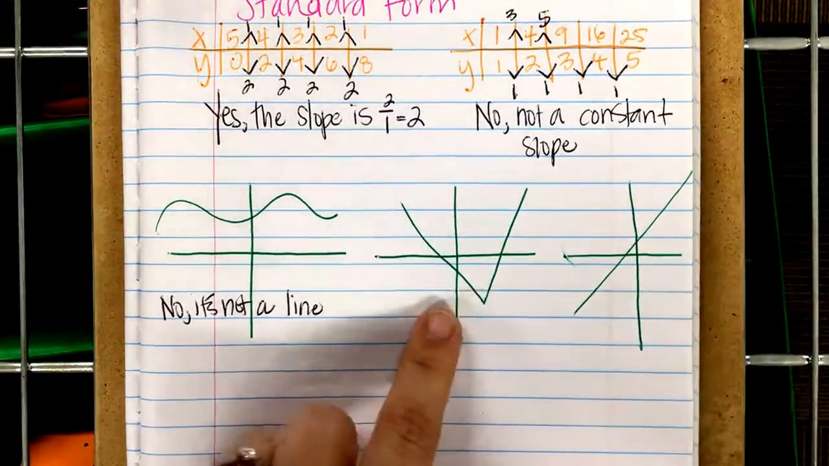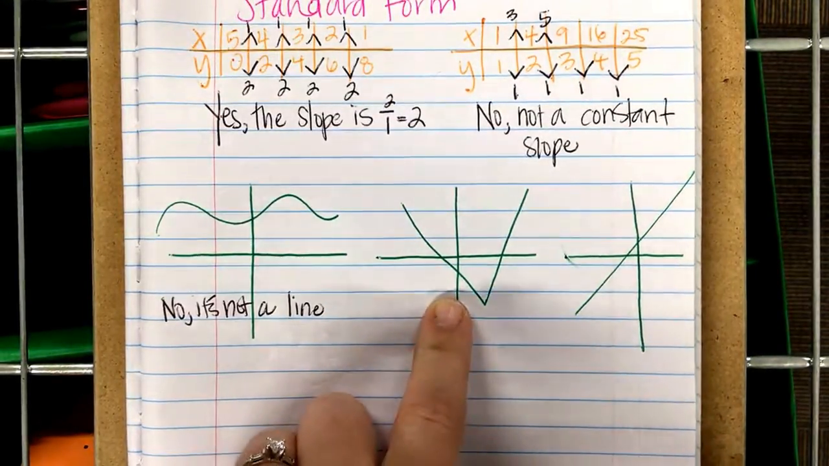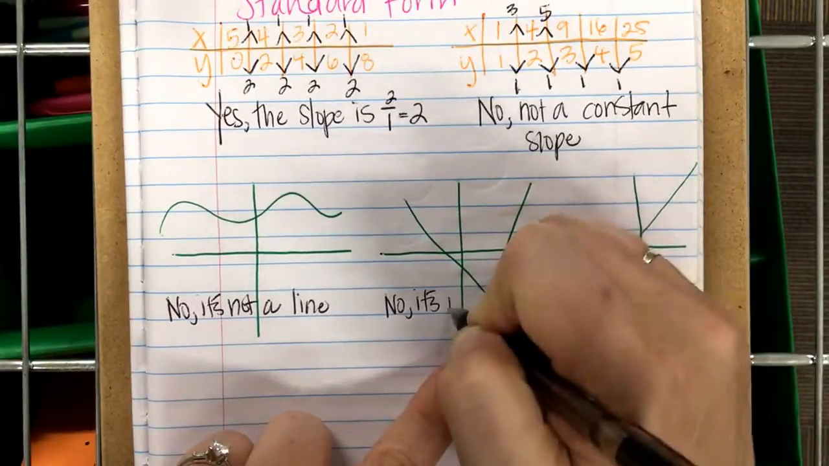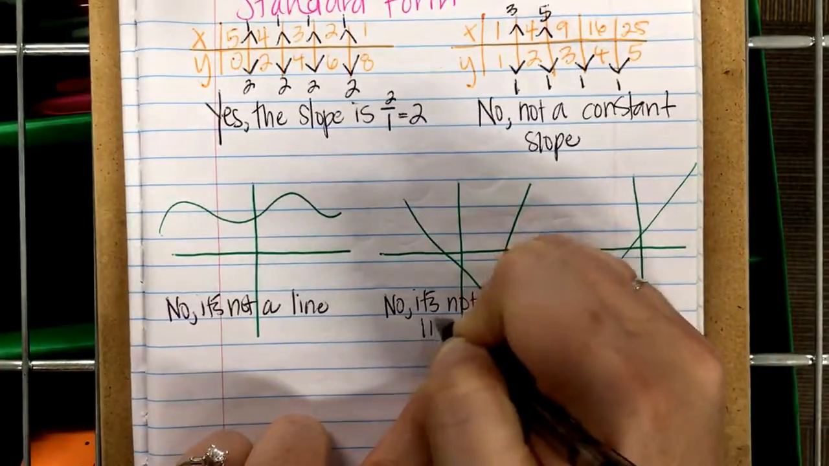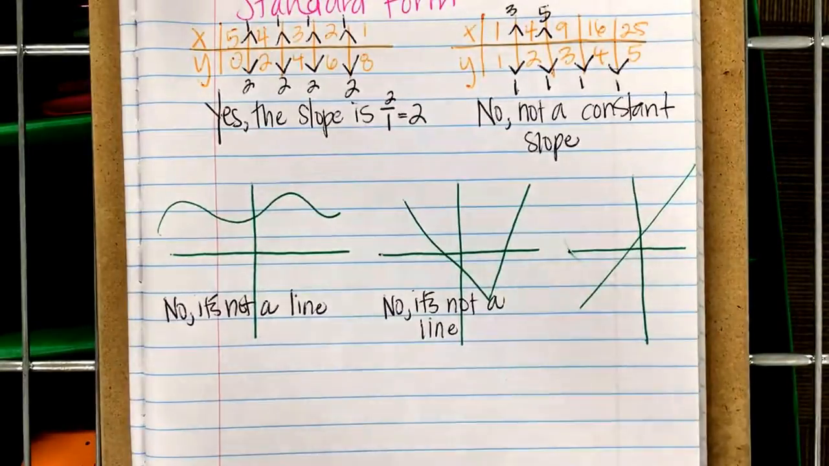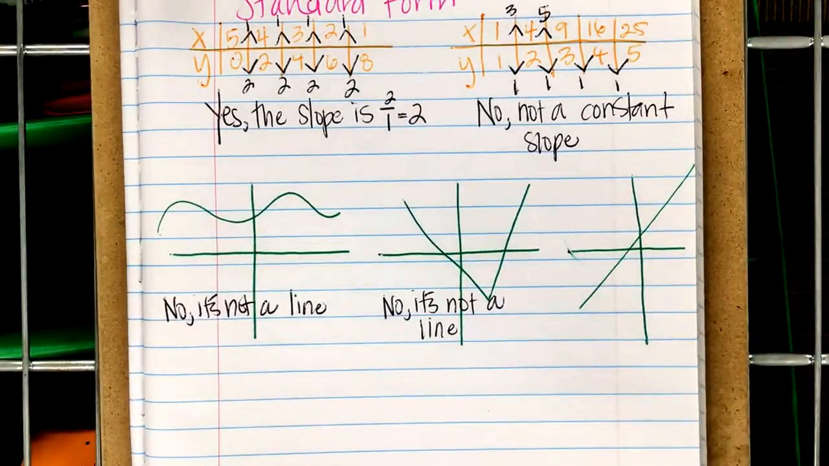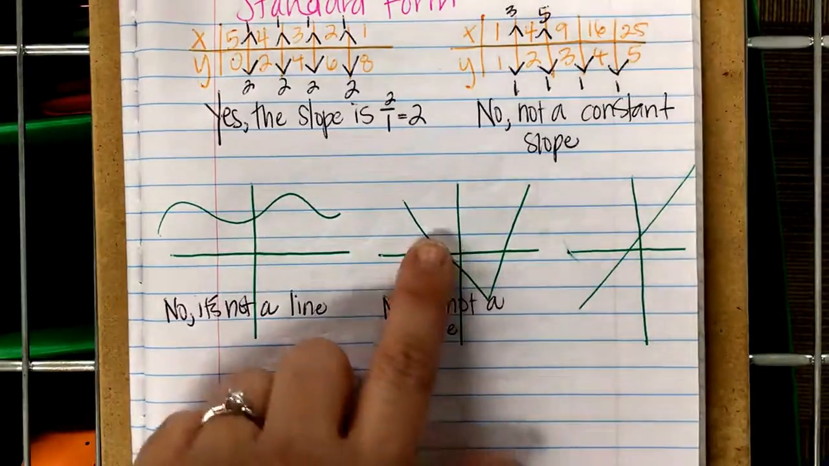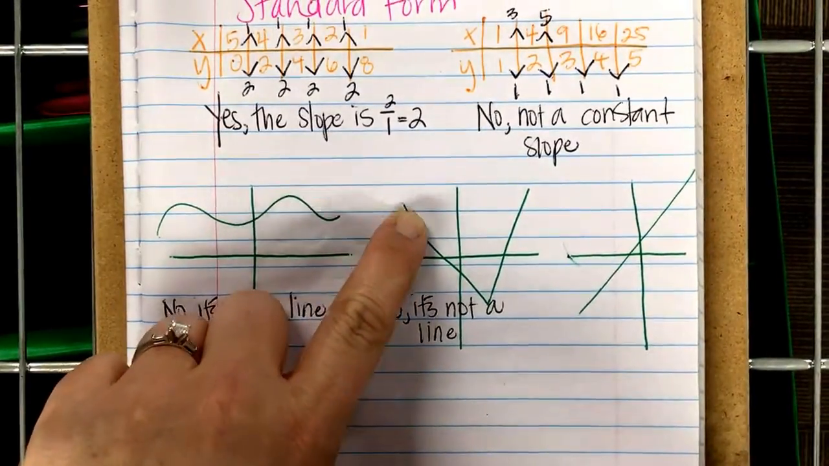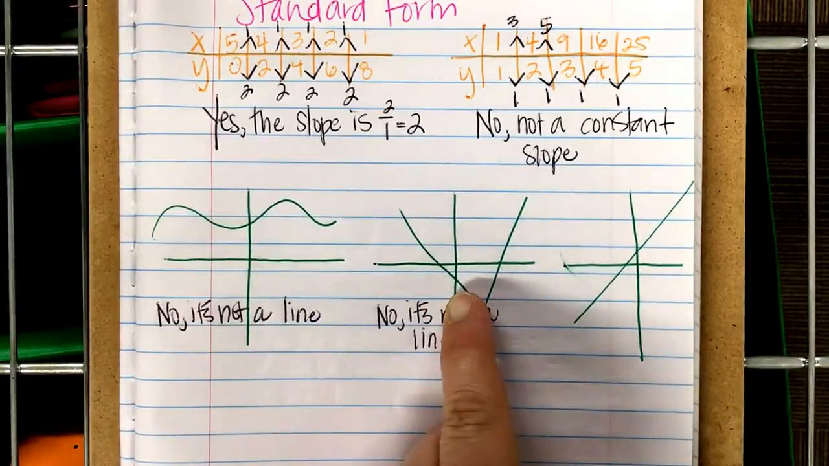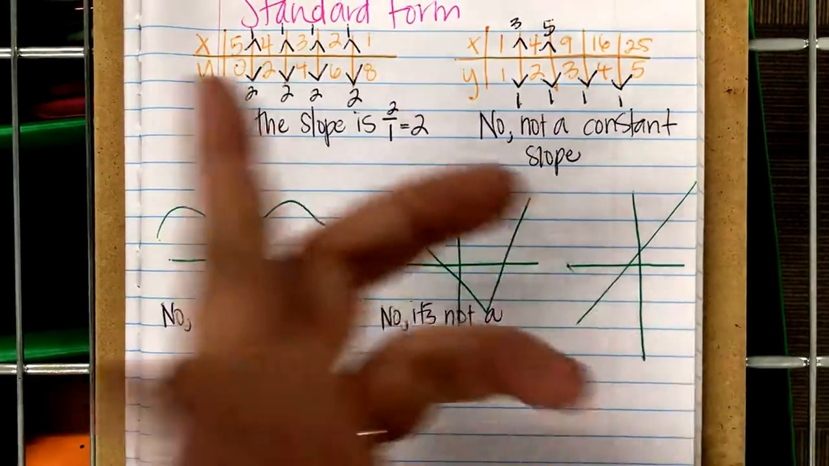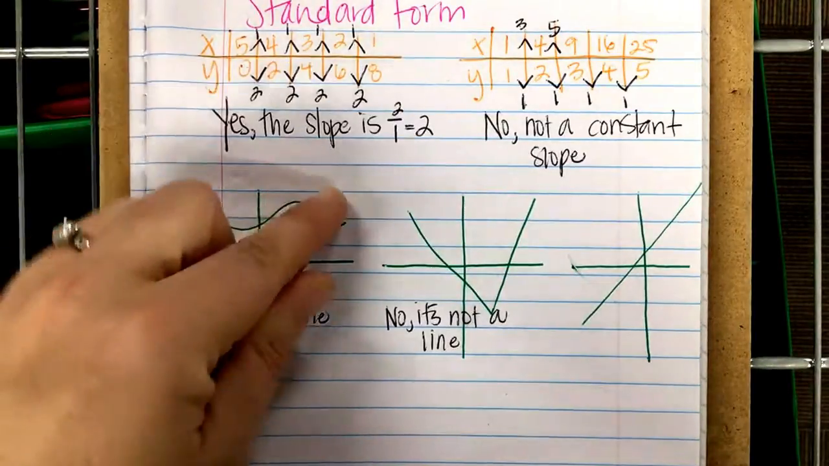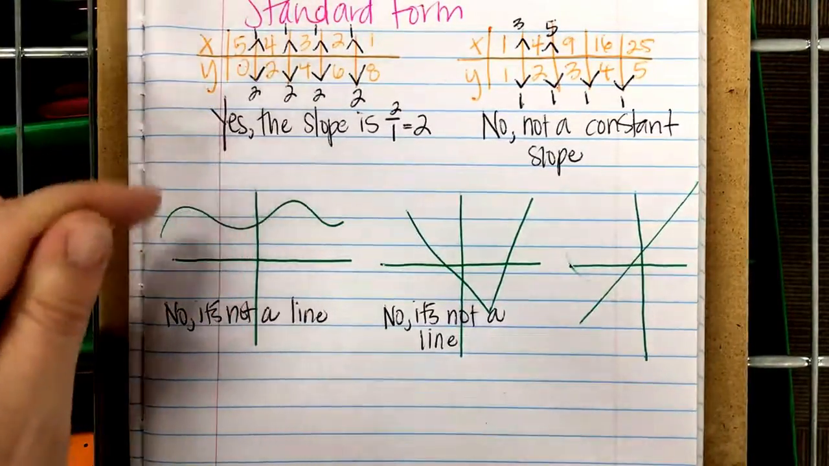How about this guy? No. Why not? It's not a line. A line must be straight, correct? Is this straight? No, it goes down and then up. Does this have a constant slope? No, it's negative, and then the slope changes to positive. That's not the same slope. This one, does this have the same slope? No, it keeps changing, right?